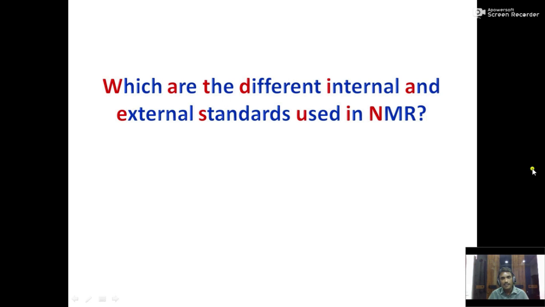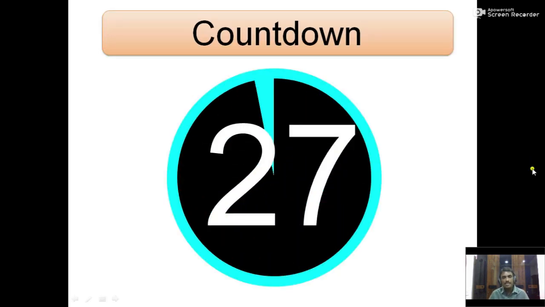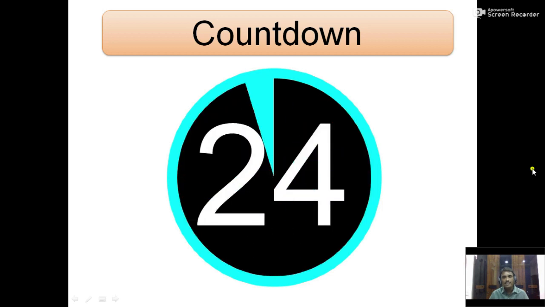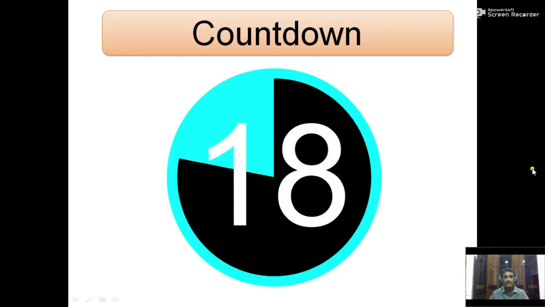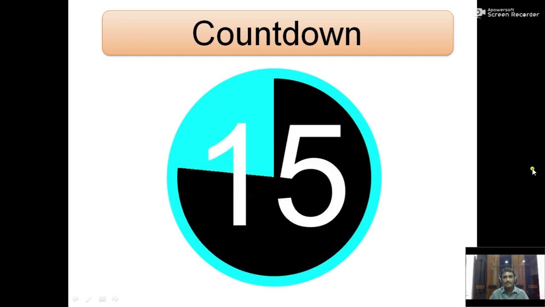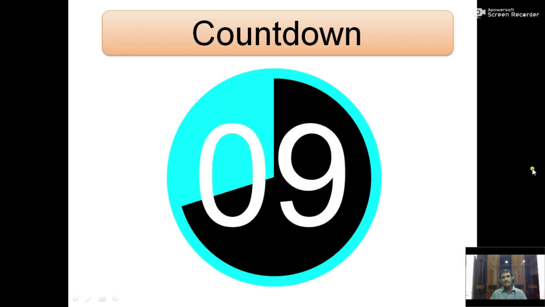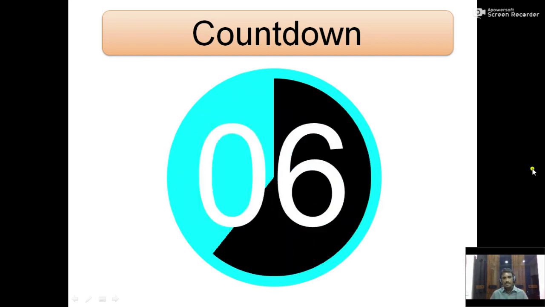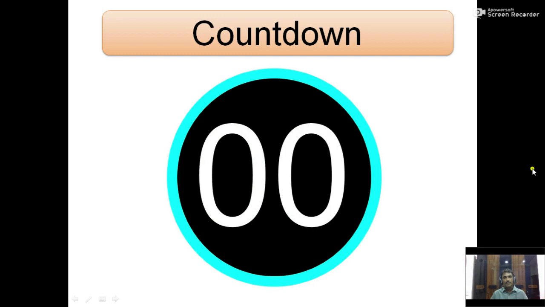Which are the different internal and external standards used in NMR? We have just discussed the very popular one, that is TMS, but the countdown is there with you. You can list some of the internal or external reference standards which can be used in the NMR spectrum. Please answer in the chat box. TMS is already done. So besides TMS, which are the different reference standards used?